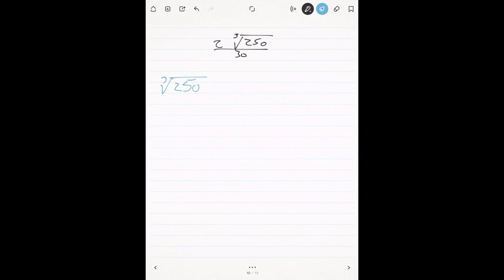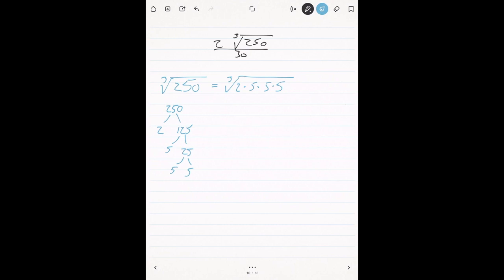Okay. Well, I think method 2 is going to be helpful here because method 1, I don't know factors of 250 that are perfect cubes. At least I can't think of them off the top of my head. So I'm going to break down 250. Let's break that down into 2 and 125. Let's break that down into 5 and 25. And that can break down into 5 and 5. So the cube root of 250 is really the cube root of 2 times 5 times 5 times 5.